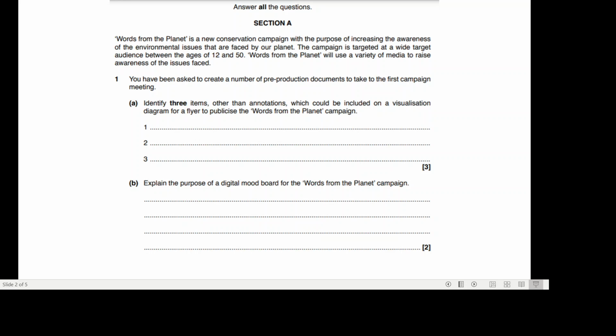Identify 3 items other than annotations which could be included on a visualization diagram for the flyer to publicise the Words from the Planet campaign. That's worth 3 marks. And then for question 1B, explain the purpose of a digital mood board for the Words from the Planet campaign. That's worth 2 marks. Now for the question that looks specifically at target audience.